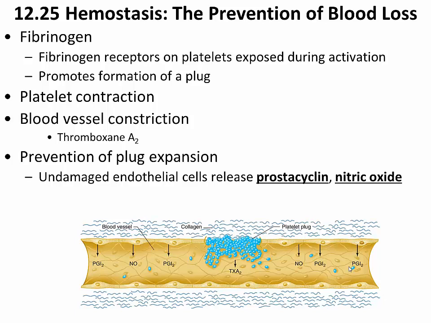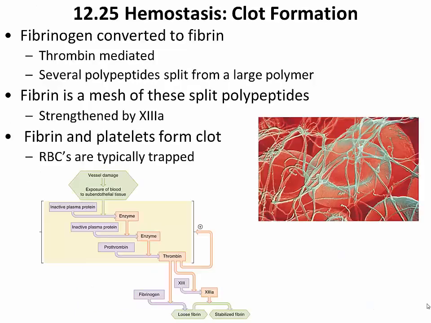Additionally, as we mentioned previously, those undamaged endothelial cells are releasing nitric oxide. As you know, nitric oxide is a potent vasodilator, and so this is also preventing at least the occlusion of blood flow as a result of a blood clot, since the vessels are increasing in diameter.